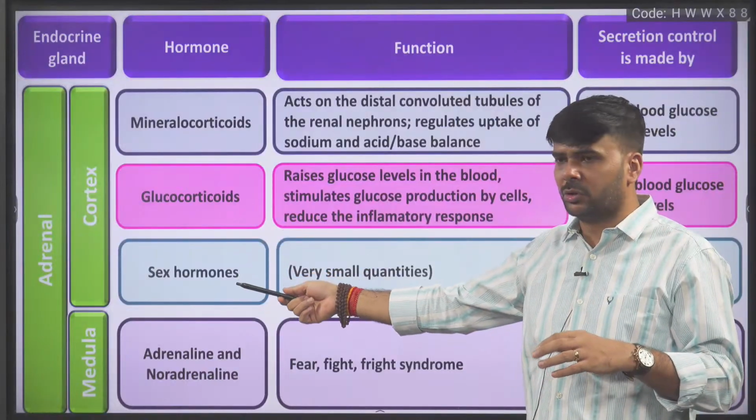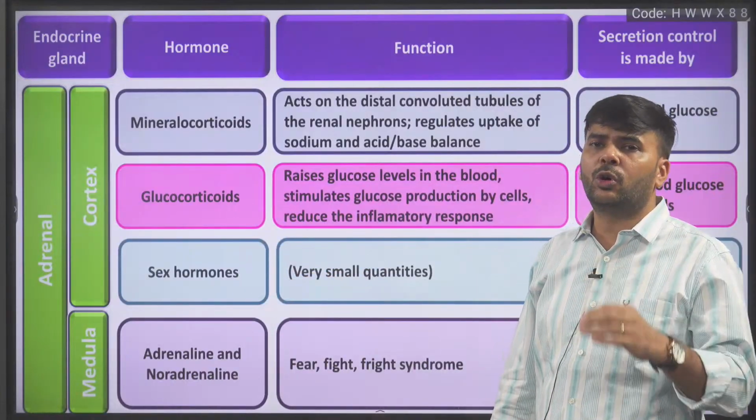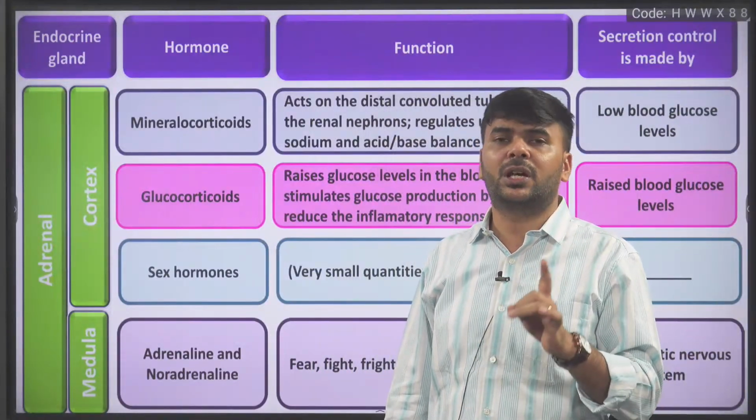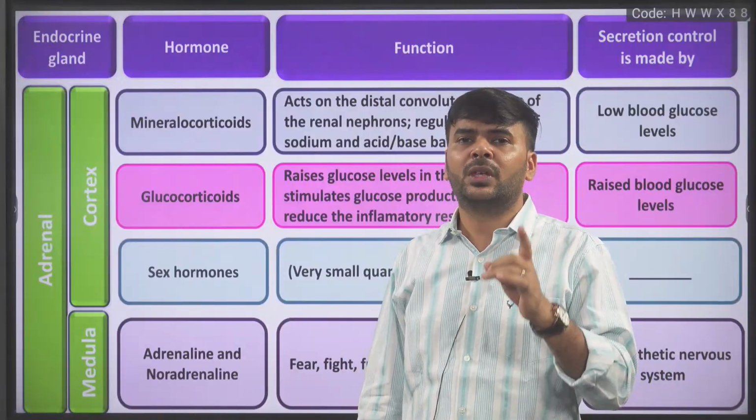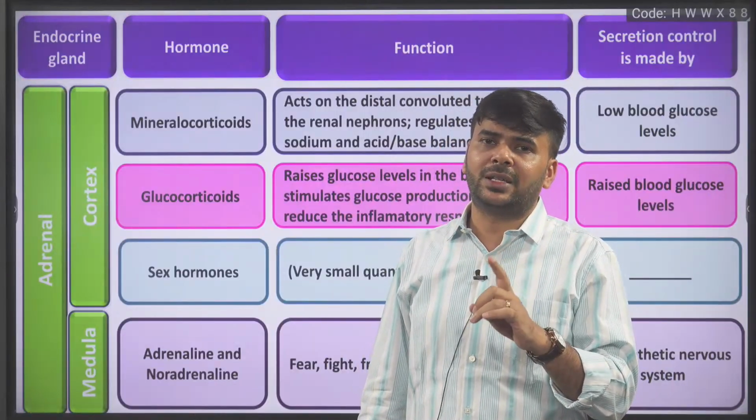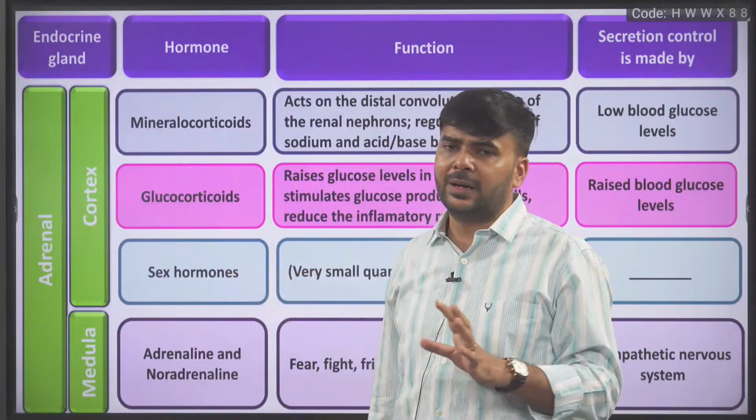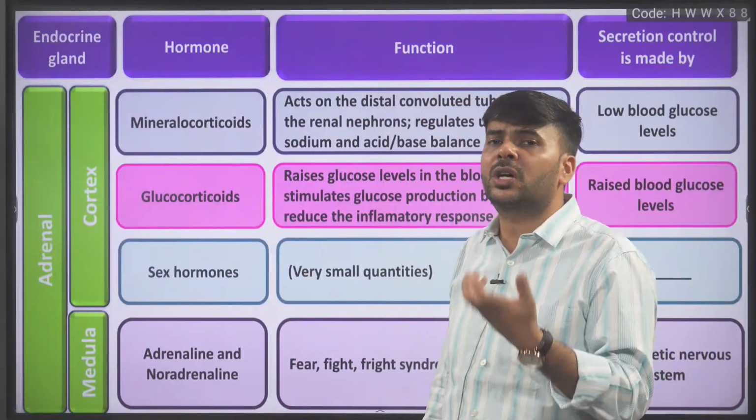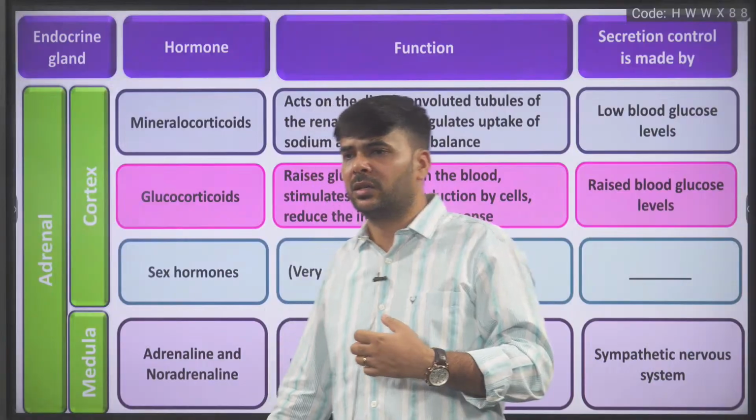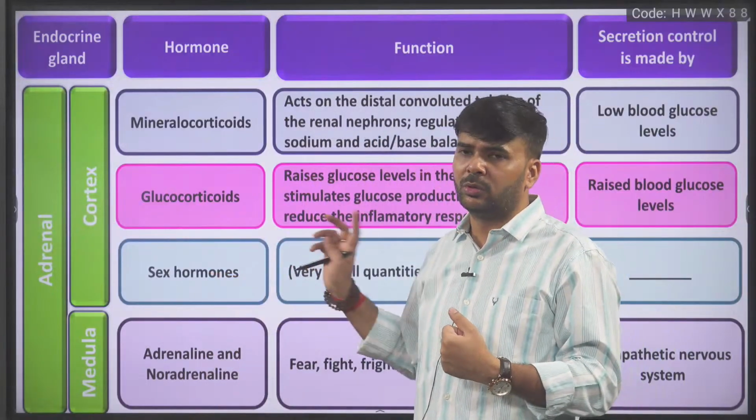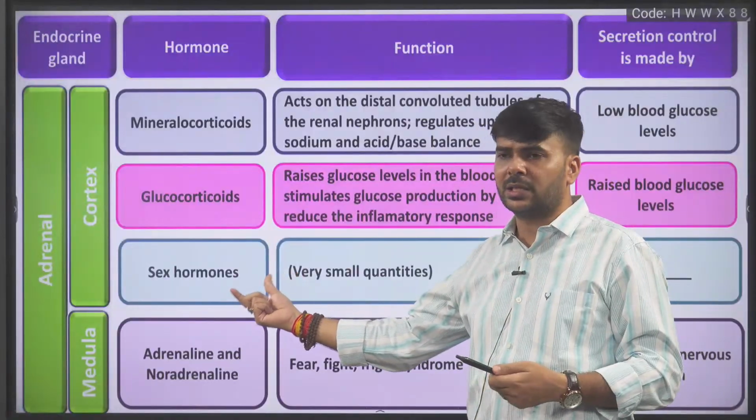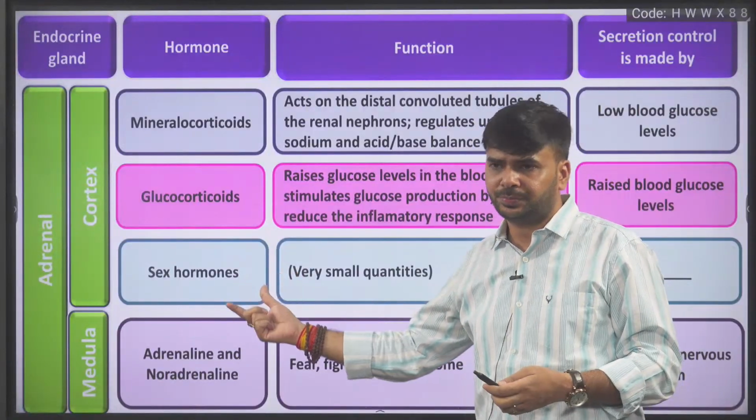Then sex hormones. Sex hormones means low concentration of testosterone and estrogen. Remember, sex hormones are mainly released from the gonads, ovary and testes, not from the adrenal gland. The adrenal gland releases sex hormones in very small concentration. That's why I'm writing the sex hormones here. Clear? Sex hormone part is clear, everyone.